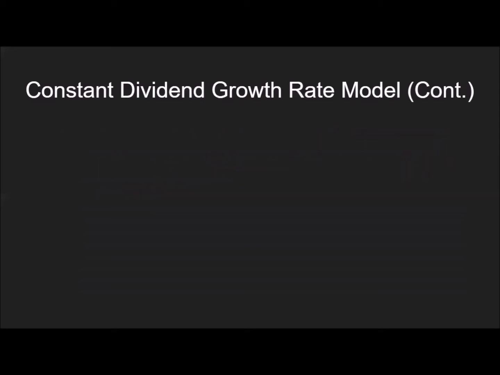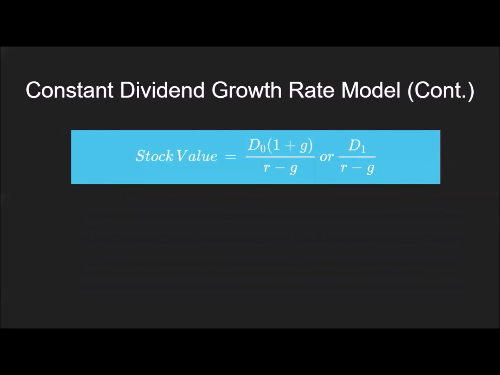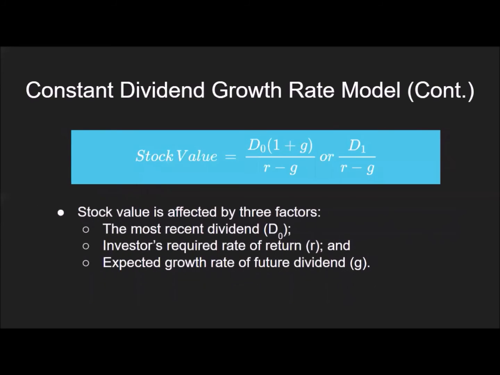Let's revisit the constant dividend growth rate formula and see what actually affects the value of the stock. From the formula, we can identify three factors affecting the value of the stock. First, the most recent dividend, D0. Second, investors' required rate of return, R. And third, the expected growth rate of future dividend, G.